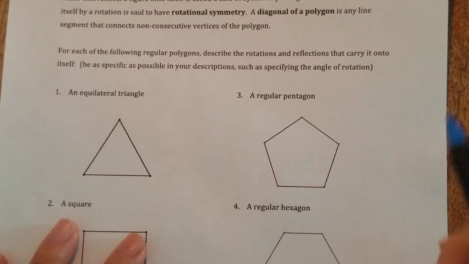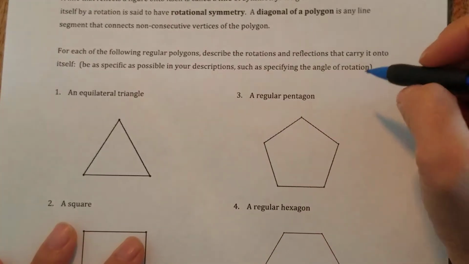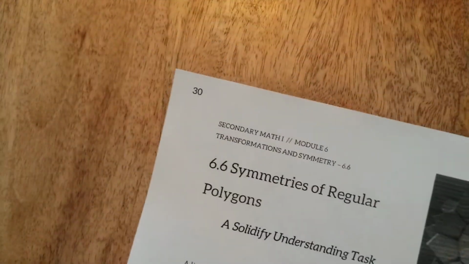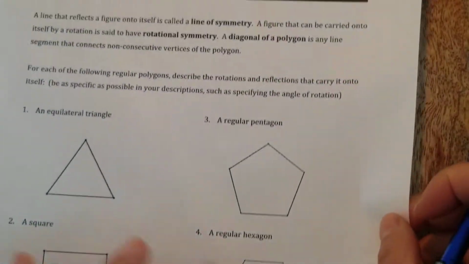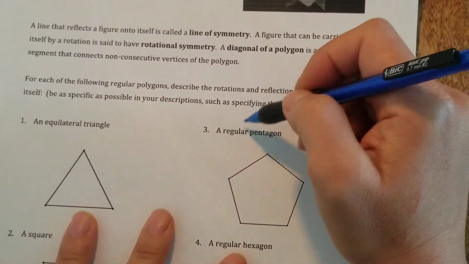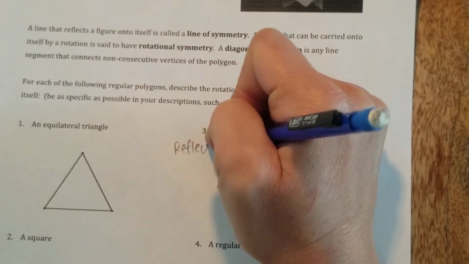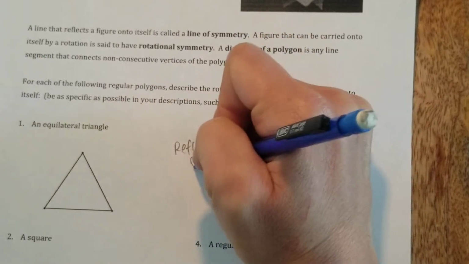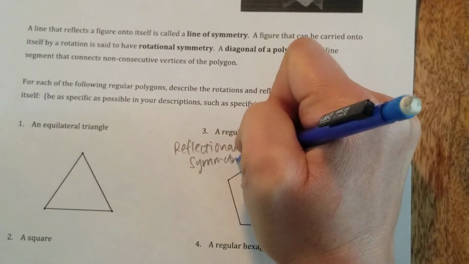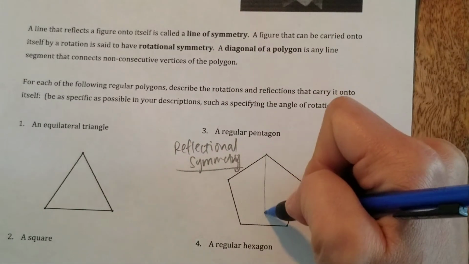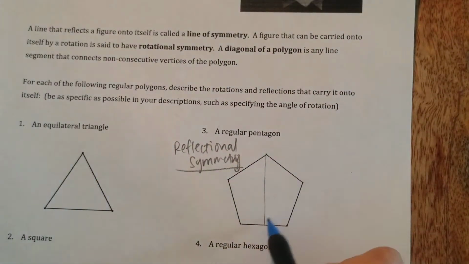Okay, this is a quick review on how to find angles of rotation. If you remember, this is on page 30. I'm going to use the pentagon as an example. If you remember, we did reflectional symmetry on the left, and that was done when you fold it and then the left half and the right half fit.